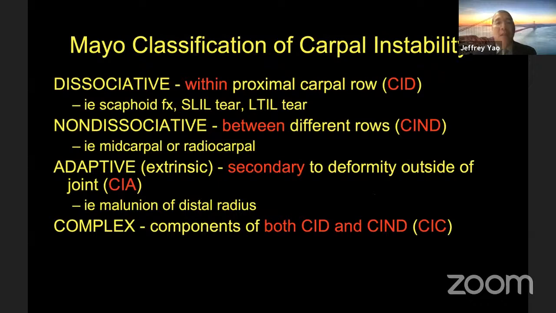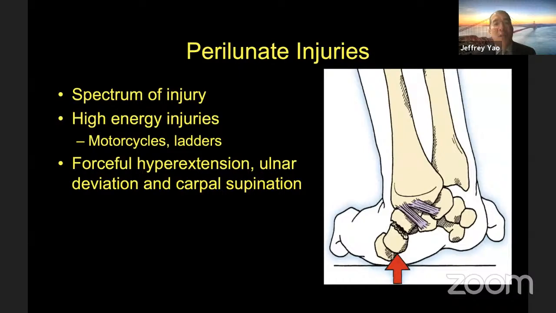We typically use the Mayo classification of carpal instability, whether it's carpal instability dissociative, referring to the proximal carpal row, or non-dissociative, between rows, or adaptive. In this case, what we'll be discussing is the carpal instability complex concept, which has components of both the carpal instability dissociative and non-dissociative, i.e. the perilunate dislocation. So perilunate injuries are a spectrum of injury.